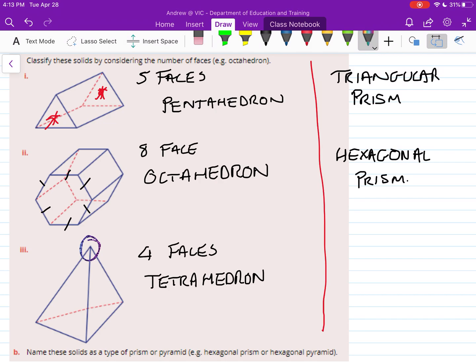Okay, so what you need to do for this is we just need to see what our base is here. So you can see here we've got a triangular base. Okay, so this triangular base here, this tells us our shape. So this is going to be a triangular pyramid.